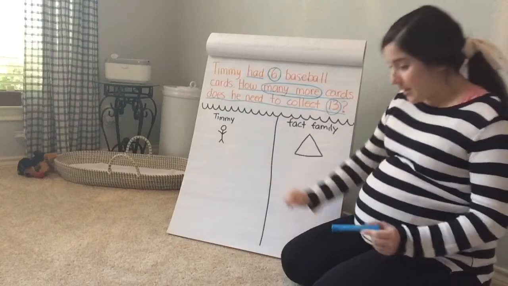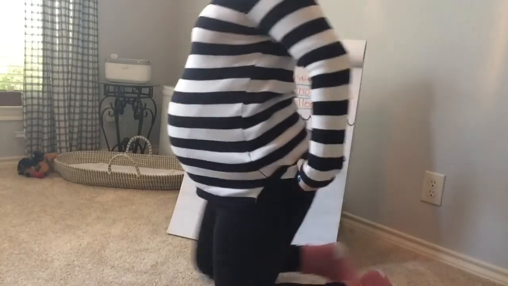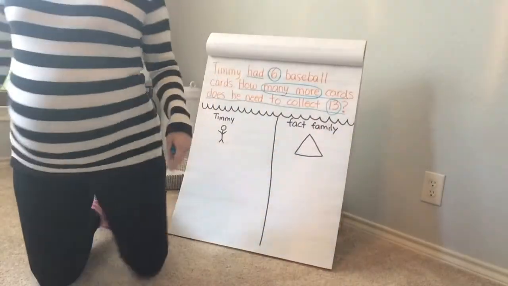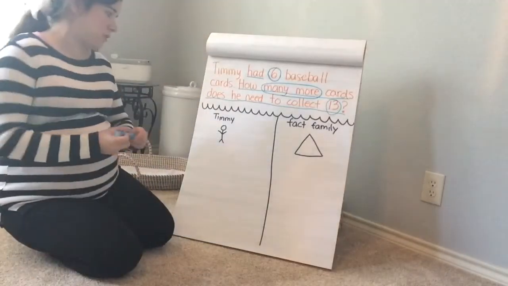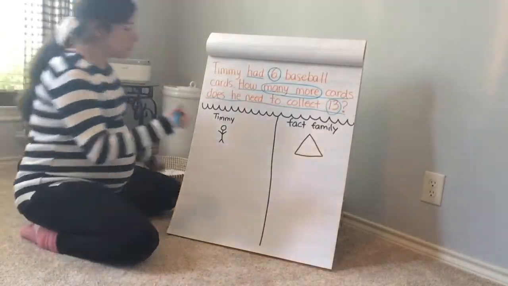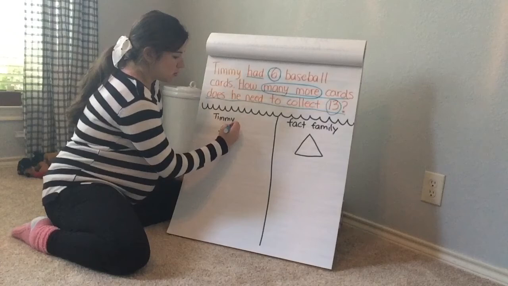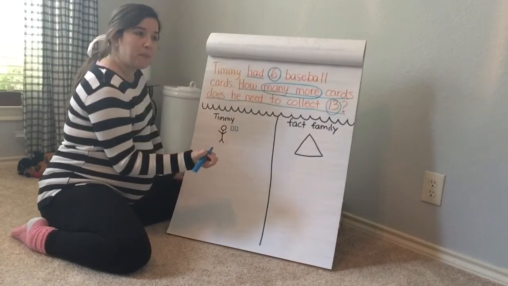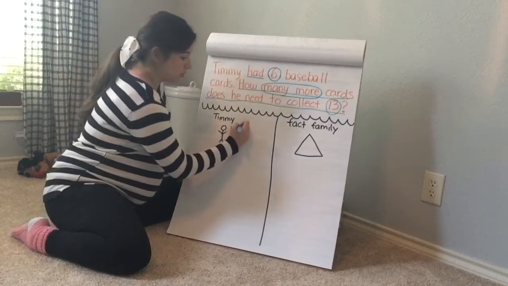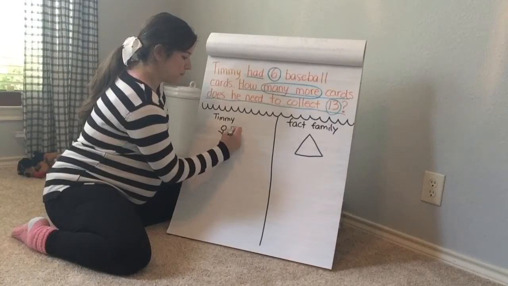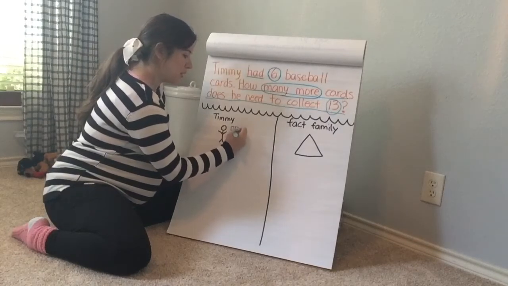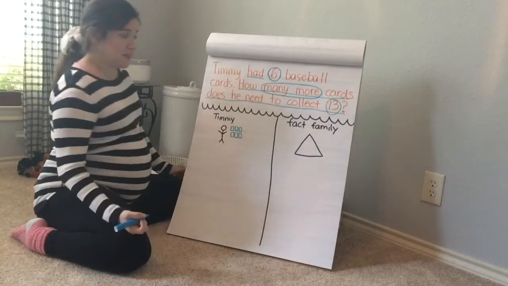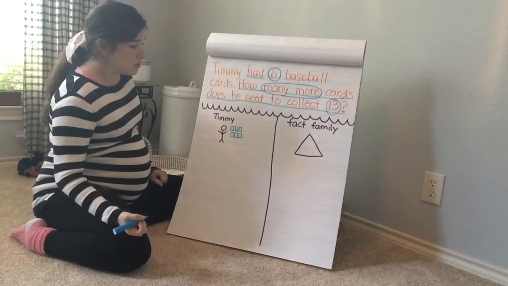So I'm going to go ahead and get started by drawing a little model, a little picture. And this would be part of my plan to solve this problem. So I know Timothy has 6. So I'm just going to draw little rectangles to represent baseball cards. There's 1, 2, 3, 4, 5, and 6. Here are his 6 baseball cards.